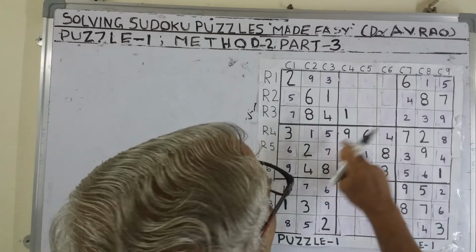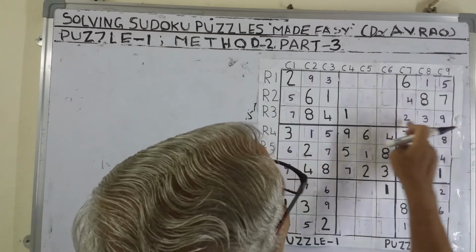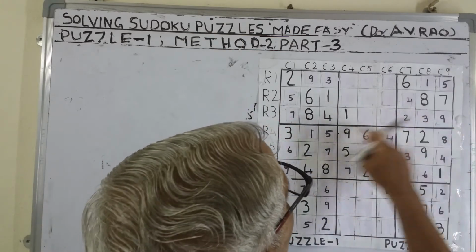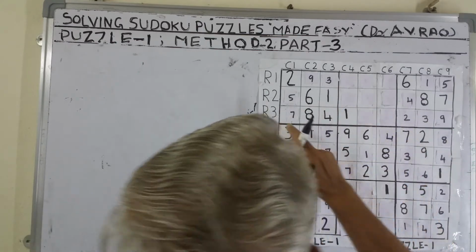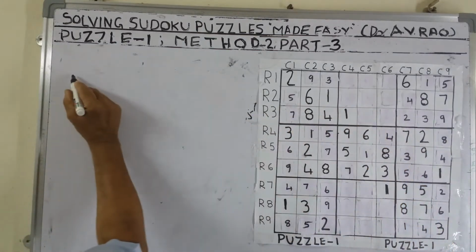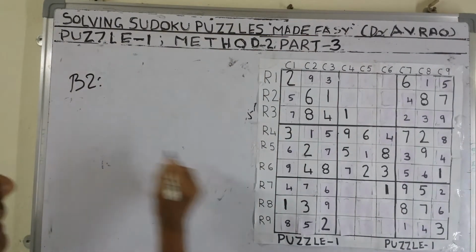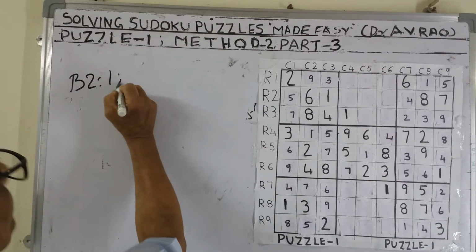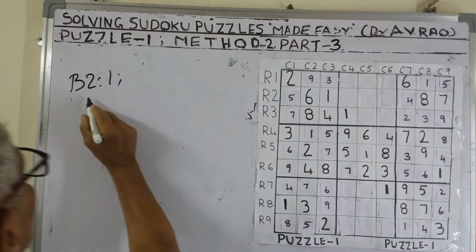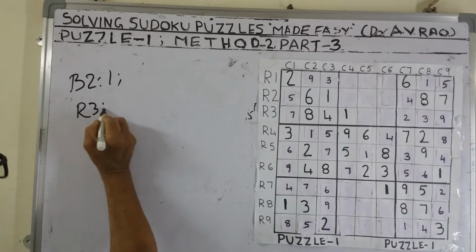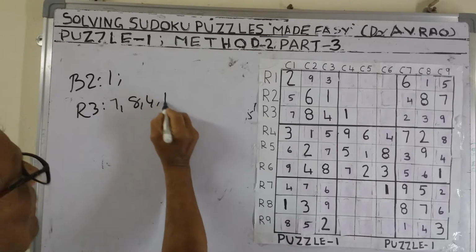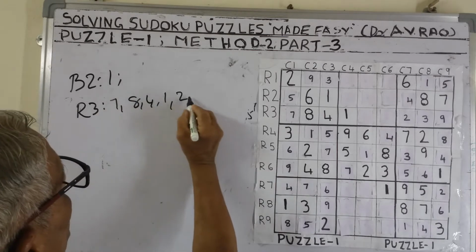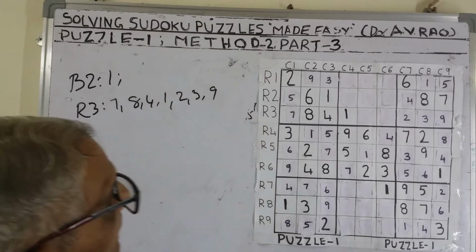Let us see whether we can fill it up here, because here R3 is having maximum number of cells filled up. Let us take these. Let us try to fill up these two. So this is box 2, B2. Only one number is there, and R3 is 7, 8, 4, 1, 2, 3 and 9 are there.